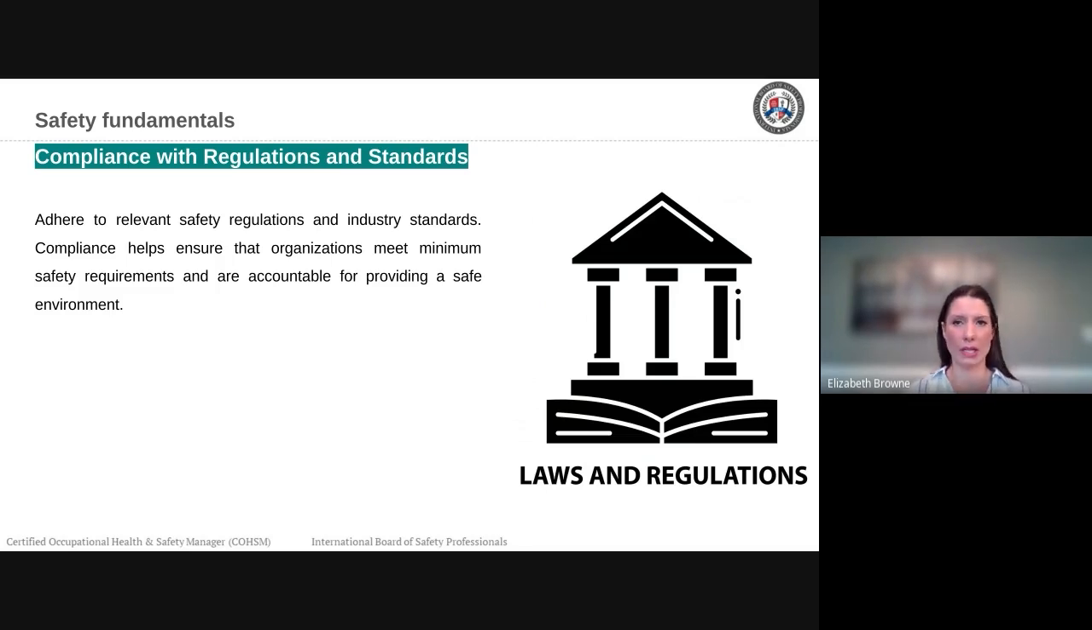Compliance with the country's safety regulation standards typically means that the organization meets the minimum safety requirements and accountability requirements to provide a safe work environment. But there's no law that says you can't have a higher level of safety than what the law requires. In the United States, because the safety and health regulations are passed through legislation and our law, it can sometimes take many years for a regulation to be implemented or to be updated.